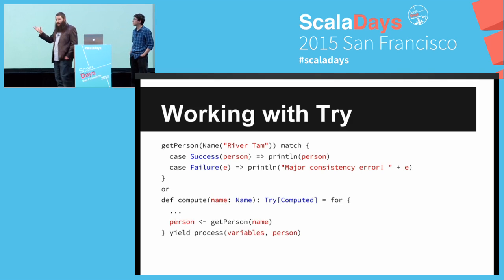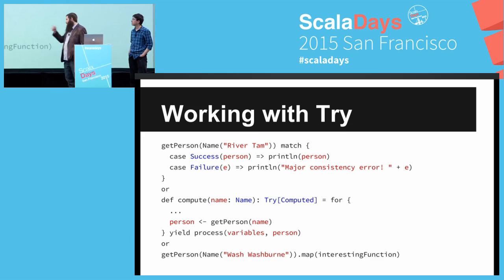And again, the similarity between option and try is very large. It's very similar, except you have a failure case here instead of a none, and that contains a throwable. So now you can actually know why it failed. It's actually a much more useful representation usually. Even if something gave you an option back, you might almost immediately move it into a try, just so you know this is why this is no good. Very similarly, you can also map over it, assuming it's a success. Otherwise, you still have your failure.